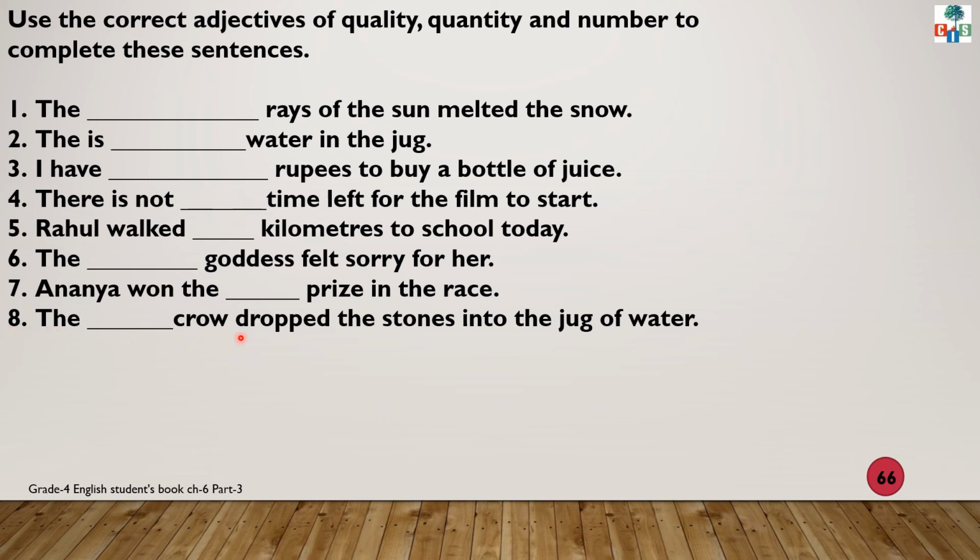The dash crow dropped the stones into the jug of water. Now, the noun is crow and before that a blank is given. So, I have used an adjective of quality, clever. The clever crow dropped the stones into the jug of water. You can write your own word also, children, like the smart crow, the intelligent crow, the old crow. So, anything could be there. So, like this, try to get the answers of these sentences.